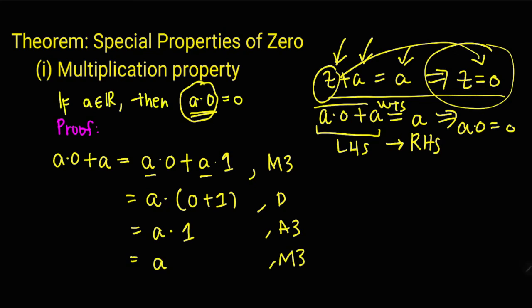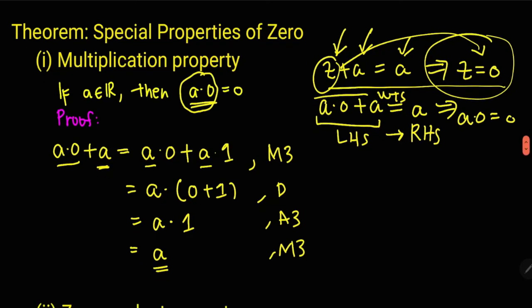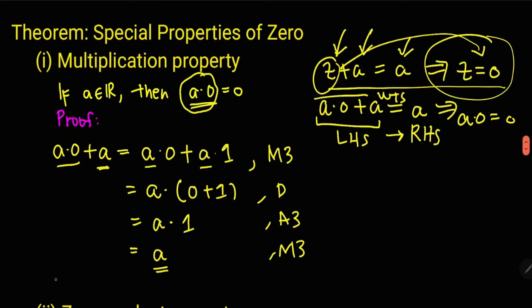So, what we were able to show is that this value here, a times 0, if you add it to a, the result is also a. So, by the uniqueness of the additive identity, there's no other value for a times 0 but 0. So, we will conclude that a times 0 must be equal to 0 using the uniqueness of the additive identity 0.